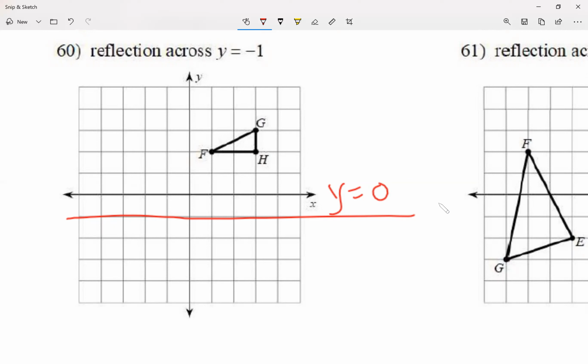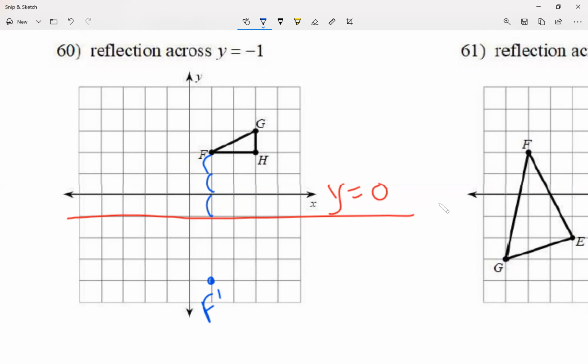Now, what I'm going to do for reflection, I'm going to move everything from one side to the other side. In this case, my points are above the line, right there on top. So I'm going to bring them to the bottom, but I'm going to count spaces. If I look at my point F, I count the spaces to the mirror line. I count 1, 2, 3 spaces. So on the other side of the mirror line, I'm going to count 3 spaces as well. 1, 2, 3. So that's going to give me my point F prime right there.